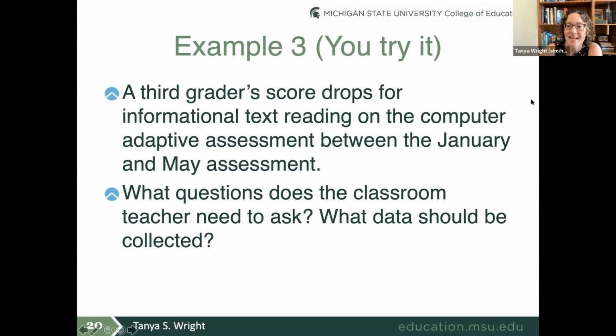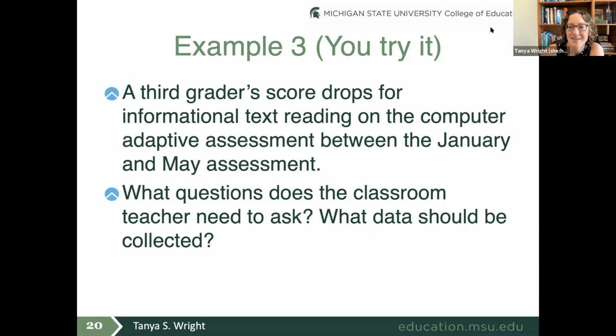Some folks have said maybe the vocabulary on the informational texts that they read on their assessment was challenging. So we want to see with some other texts how the student does with challenging vocabulary. Maybe there were text features on the assessment that weren't familiar or hadn't yet been taught, or the third grader hadn't experienced.